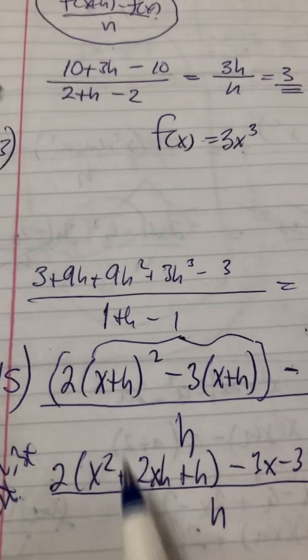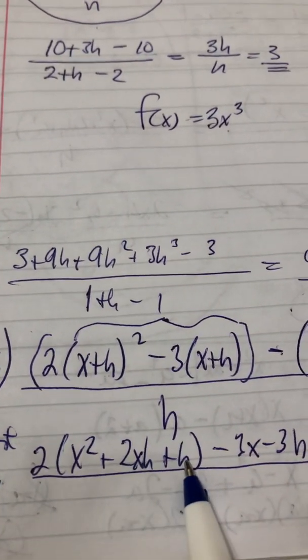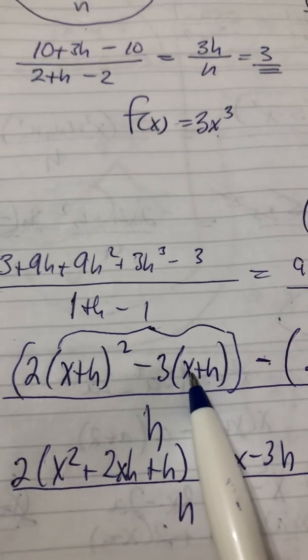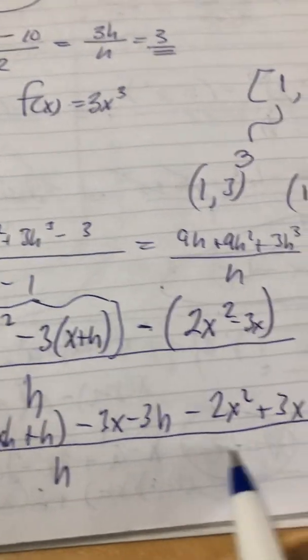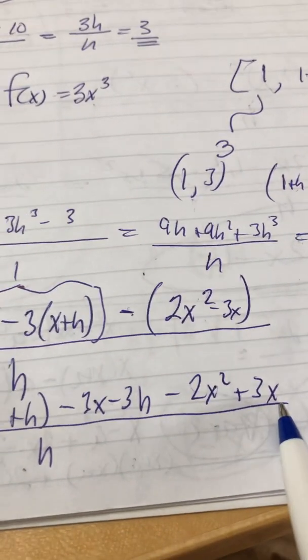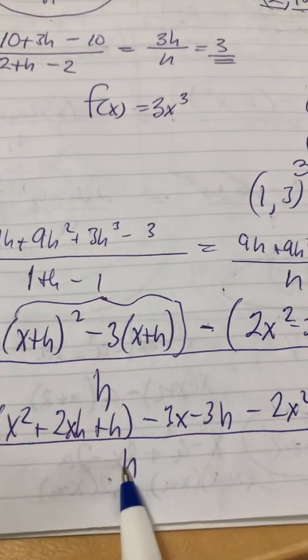So I FOILed that out, and I got x squared plus 2xh plus h, and then I'm going to distribute this, so I got negative 3x minus 3h, distribute this negative, so I have negative 2x squared plus 3x, and this is all over h still.